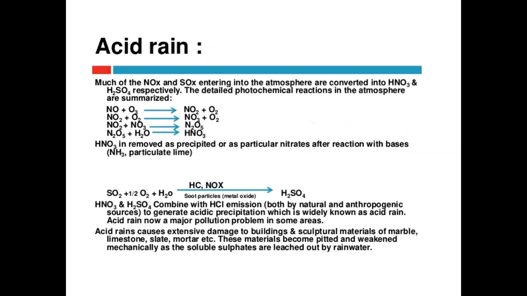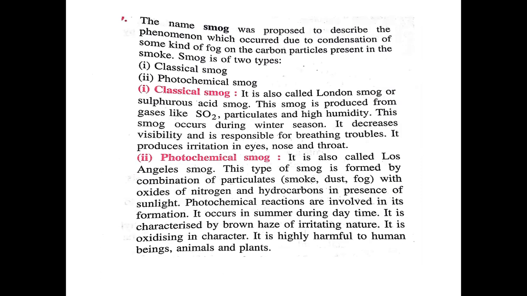This is due to photochemical reactions between them in the atmosphere, and it causes extensive damage to buildings also, to sculpture material such as marble, limestone, slate, and these materials become pitted and weakened mechanically as soluble sulfate is leached out by the rainwater. And we know it very well, the example of acid rain, that is the deterioration of the Taj Mahal, right? Now the main important thing in this chapter, because till now you know all the things, is smog.